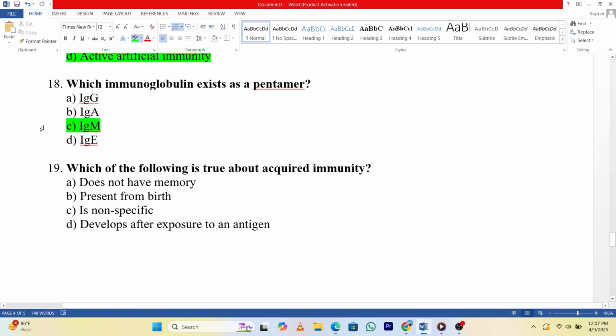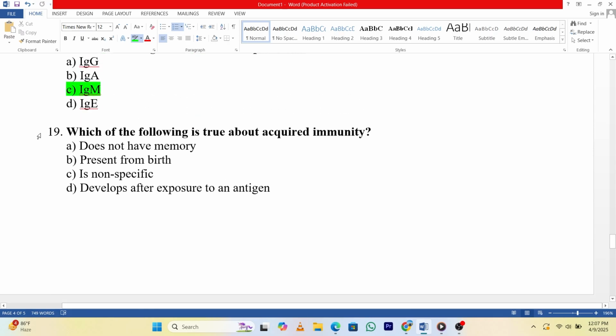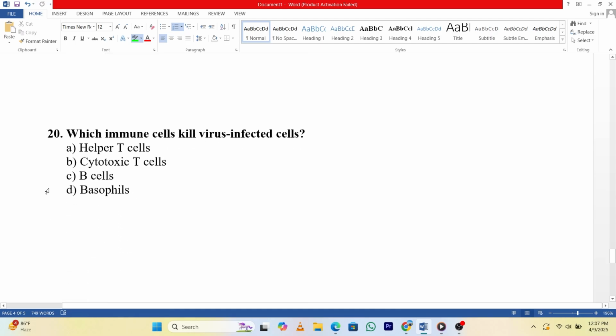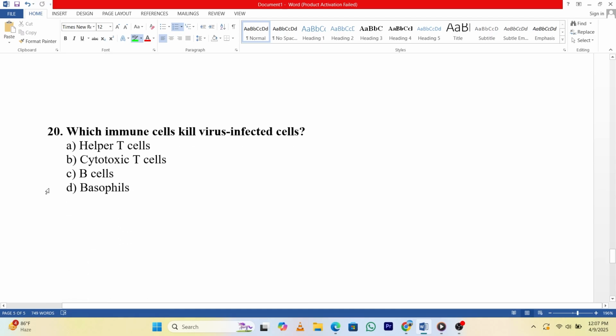IgM. 19. Which of the following is true about acquired immunity? A. Does not have memory. B. Present from birth. C. Is nonspecific. D. Develops after exposure to an antigen. Answer D. 20. Which immune cells kill virus-infected cells? A. Helper T cells. B. Cytotoxic T cells. C. B cells.